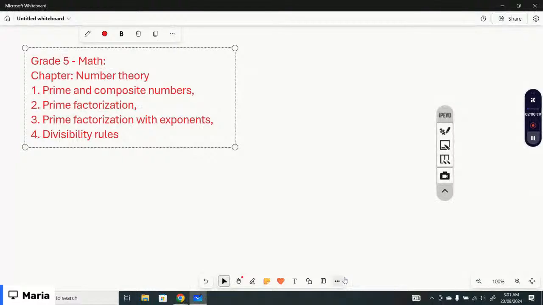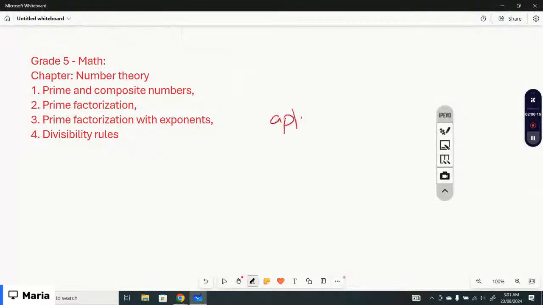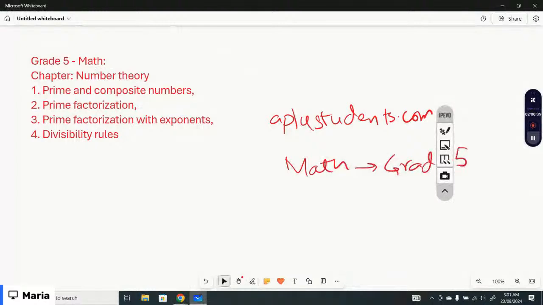We are here for grade 5 math. You can find all the lessons on aplusstudents.com. You have to log in there using your email address and password as provided by the administrator. Then select math from the subject tab, scroll down to grade 5 math, and click on view all lessons. There you can find a list of the chapters.